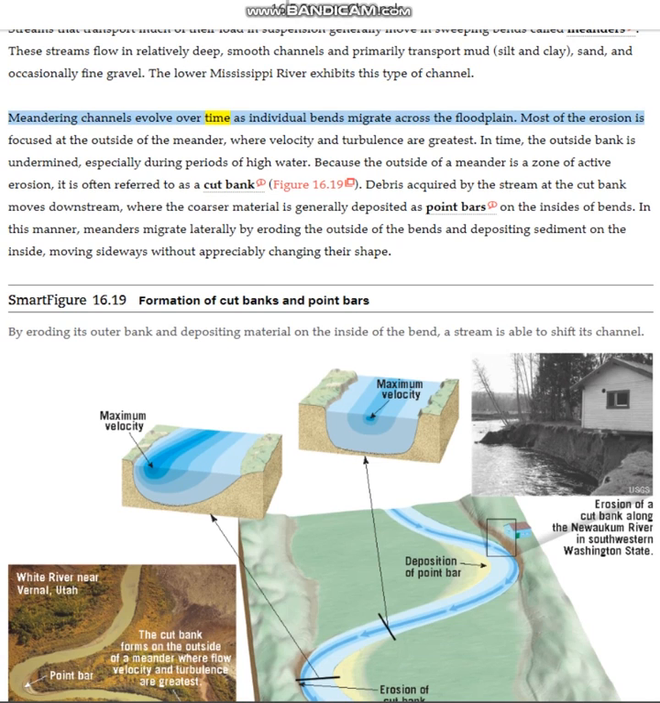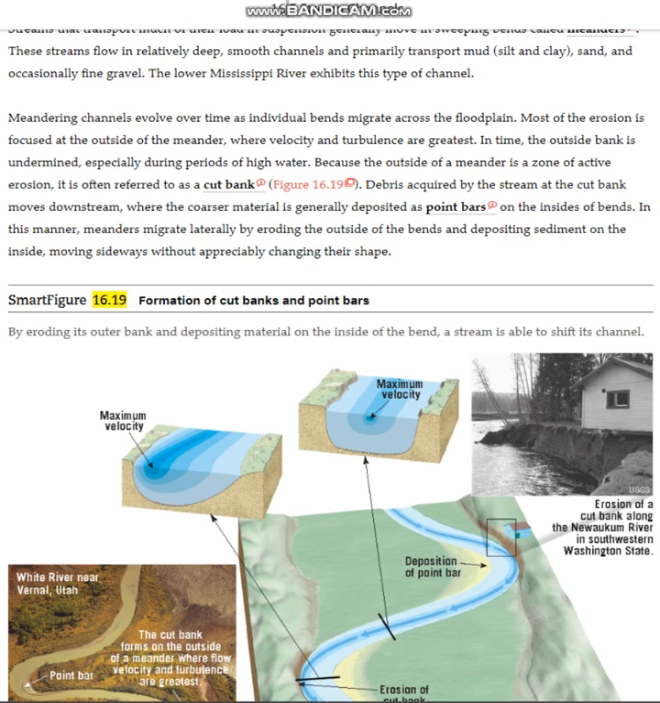Meandering channels evolve over time as individual bends migrate across the floodplain. Most of the erosion is focused at the outside of the meander, where velocity and turbulence are greatest. In time, the outside bank is undermined, especially during periods of high water. Because the outside of a meander is a zone of active erosion, it is often referred to as a cut bank, figure 16.19. Debris acquired by the stream at the cut bank moves downstream, where the coarser material is generally deposited as point bars on the insides of bends. In this manner, meanders migrate laterally by eroding the outside of the bends and depositing sediment on the inside, moving sideways without appreciably changing their shape.